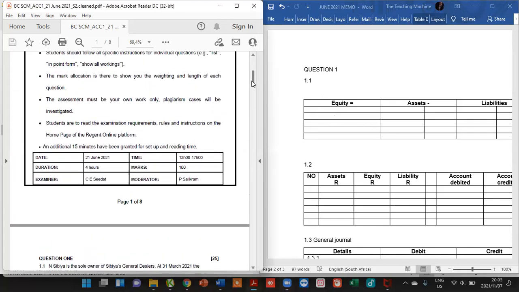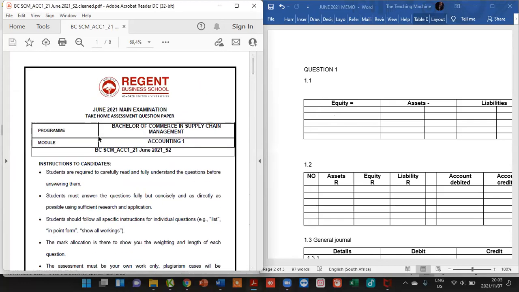Let me go back to the paper. This is the paper. It says Bachelor of Commerce in Supply Chain Management. Okay, June 2021, accounting 1. All right.